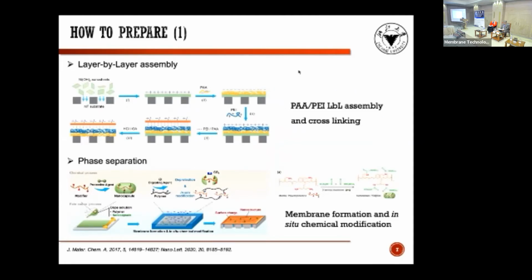The fourth one is the phase separation method. In this example, PEI was first modified with a carbonate to obtain a nanocapsule. During the phase separation process, carbon dioxide is produced from the PEI nanocapsule, and the PEI was formed again during the phase separation membrane formation process. The membrane formation and the in situ chemical modification are achieved at the same time. The membrane was endowed with a positive charge due to the reformed PEI.